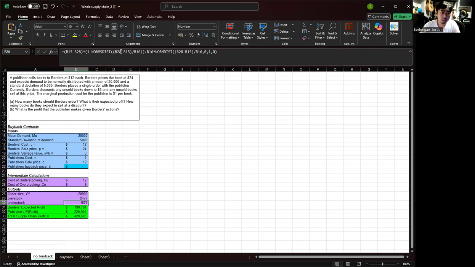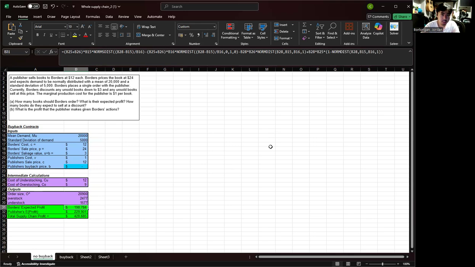As for the understock, it's just switching places of some key variables here. As you may notice, this one becomes the inverse of the function used earlier, and the variables switch places. So that results in 1,577 units.